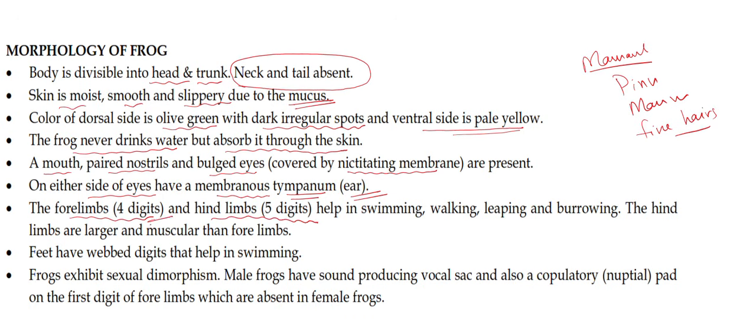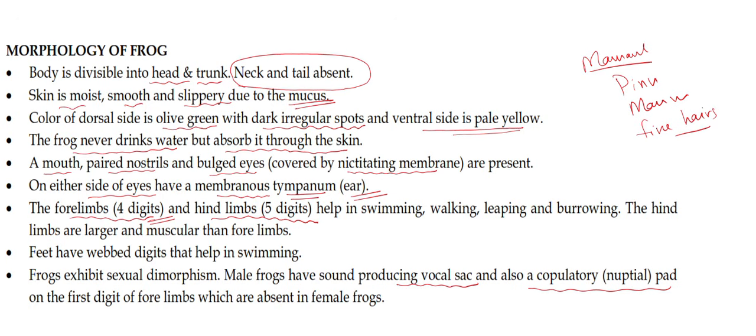What is the characteristic feature of male frog? The first digit of forelimbs has a copulatory pad, nuptial pad. See the last name, copulatory pad or nuptial pad. And frog has a vocal sac. This was the question in the May 3rd paper. So remember, forelimbs have 4 digits and hind limbs have 5 digits.